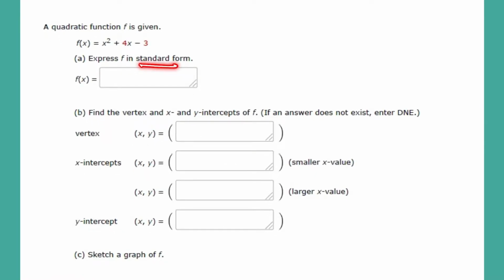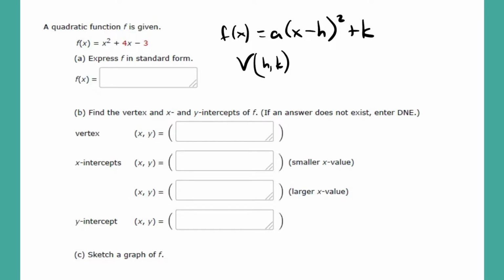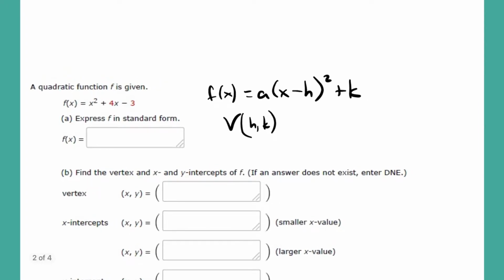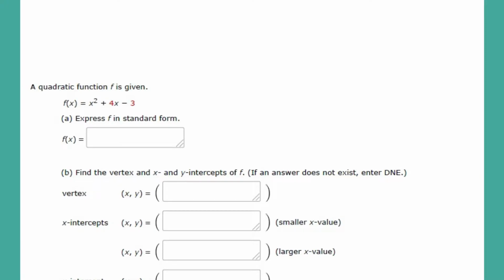All right, this one they want us to express in vertex form. This is the form where h and k are your vertex. Let's go ahead and do that. The first thing we should do here is, this is the way I recommend doing it.